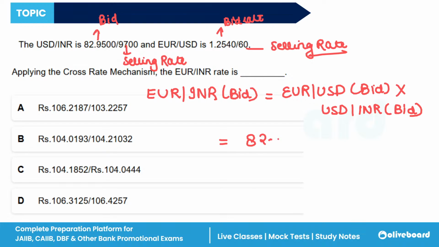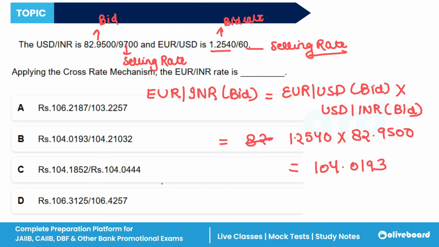First this one comes: 1.2540 multiplied by 82.9500, which is equal to 104.0193.